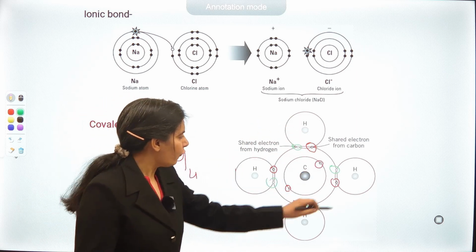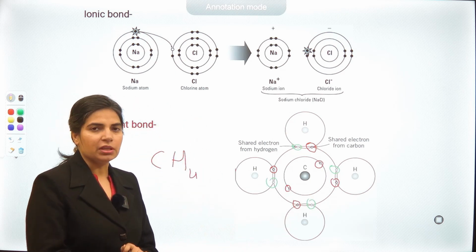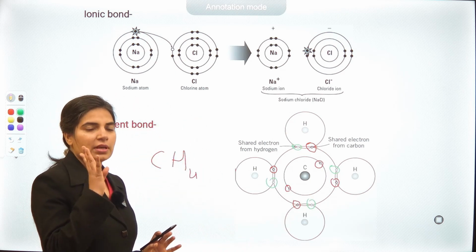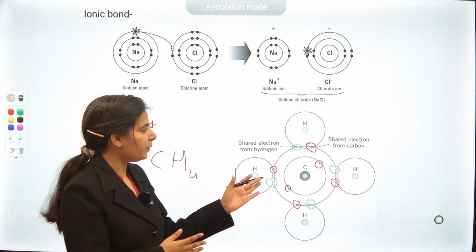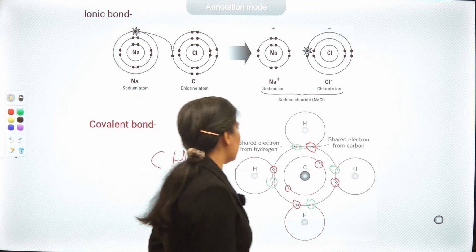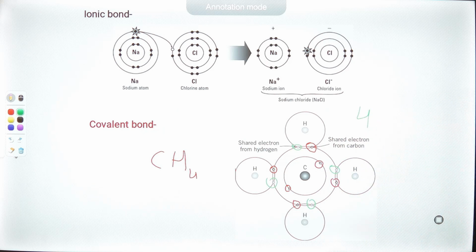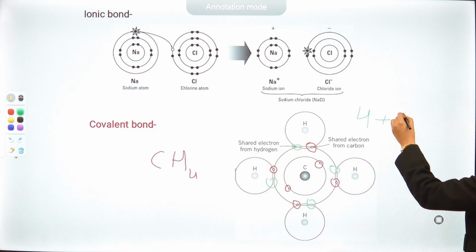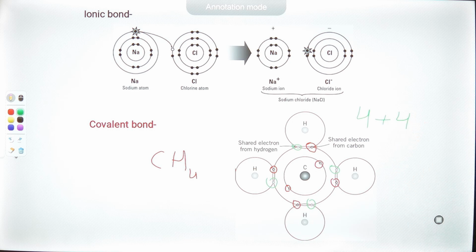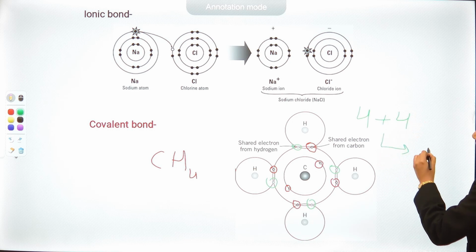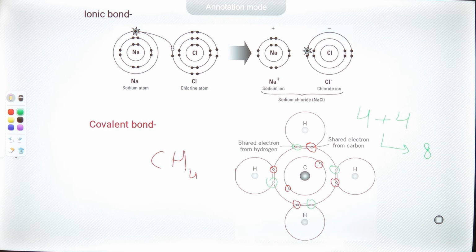We are having 4 hydrogens. It means 4 electrons are shared with the carbon. So carbon is having 4 electrons of its own, and by the sharing, carbon is also getting 4 electrons. So in total, carbon gets 8 electrons. So the octet of carbon is completed.